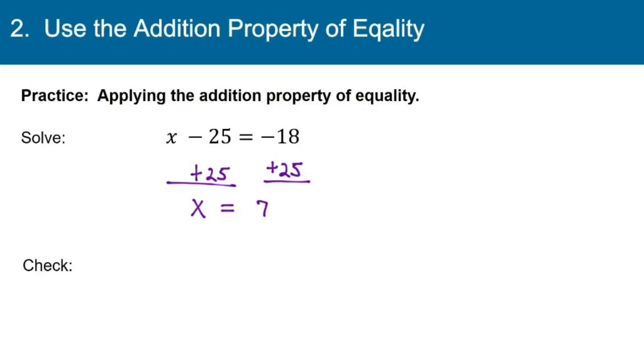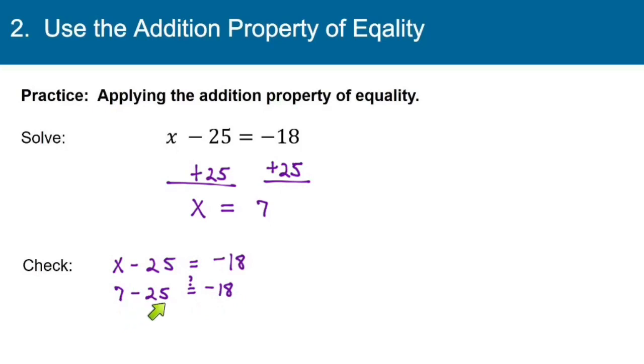Now we need to check our solution. This is just a really good habit to get into. Even if you don't write it down every time, you at least should make a habit of mentally putting your answer back into the equation and seeing if it makes sense. So our original equation was x minus 25 equals negative 18. I'm going to put the 7 in place of the x. So we'll have 7 minus 25 equals negative 18. And there's the question mark because we're trying to decide if this is true or not.